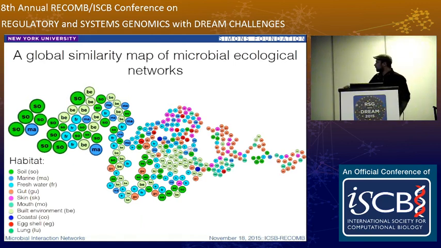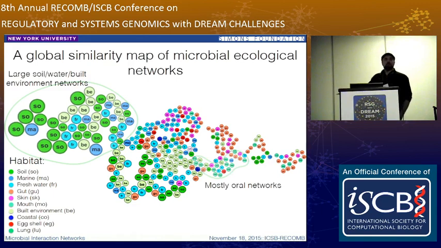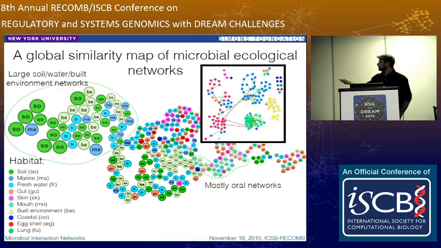So what you see here is each dot is a network, and the size corresponds to the size of the network, and the label corresponds to the habitat where it came from. Okay? So here, for instance, we have soil, water, and built environment networks. Down here, for instance, we have oral networks, interaction networks that live in your mouth. And just a reminder, here are the American gut networks we inferred, and they look like this. Okay? And here, this really means that if you're close in this map, then your network organizations are really similar. So that's the first global picture.